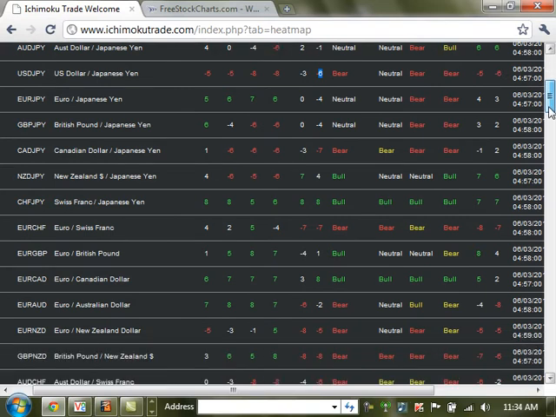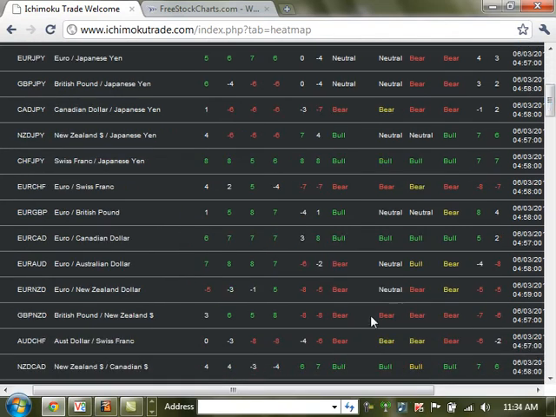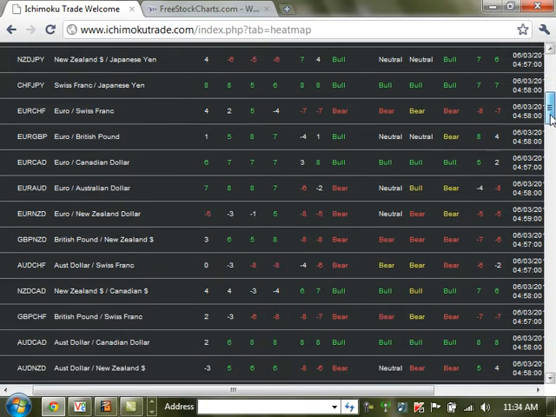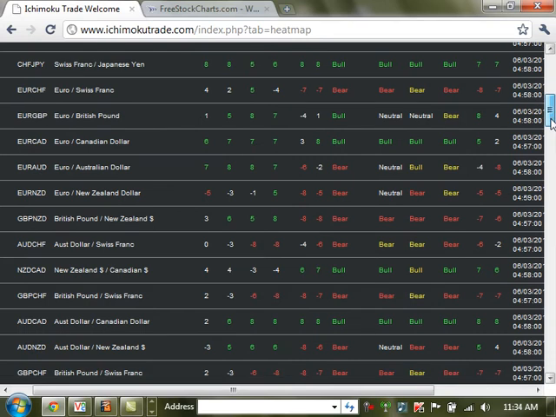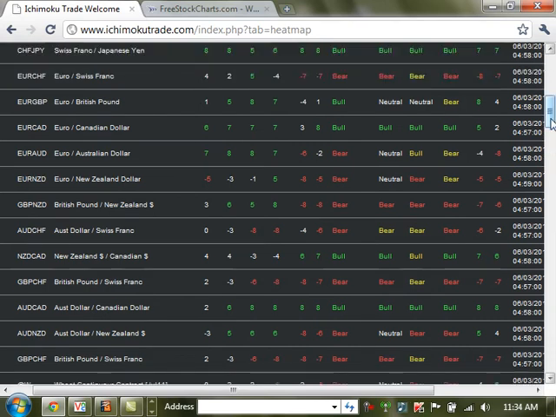If you scroll down, really there's nothing there at all. This got a little weak, which is not good. This one could be an opportunity right here, Australian Swissy. So we're definitely going to look at Australian Swissy, because that looks like the only opportunity out there right now. Scrolling down, and that's it.